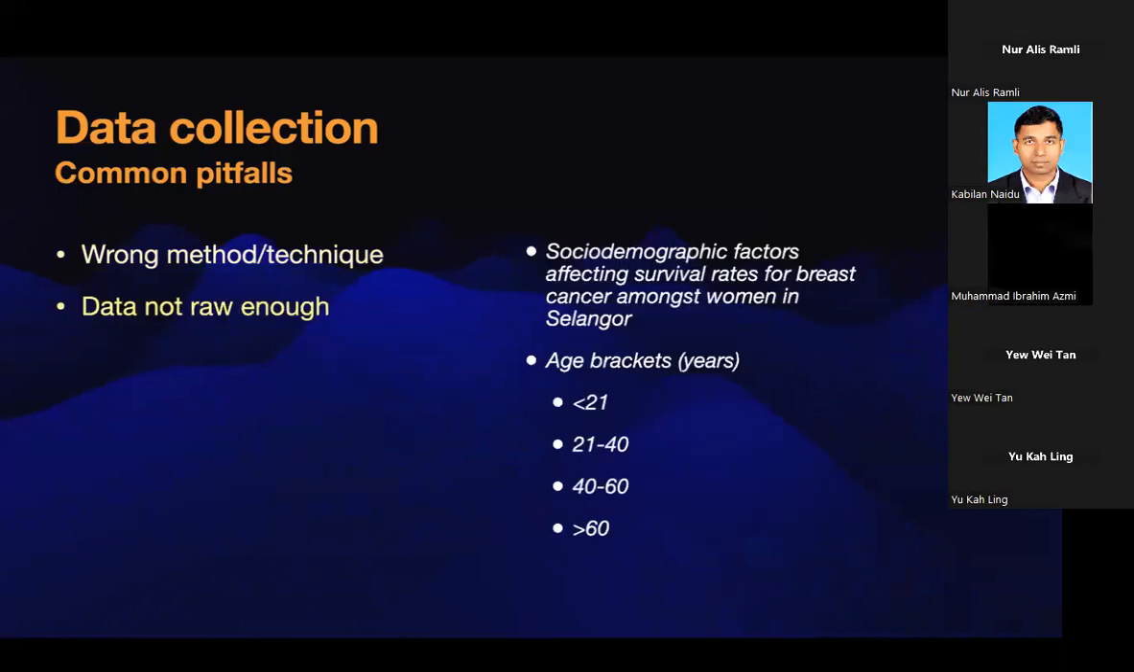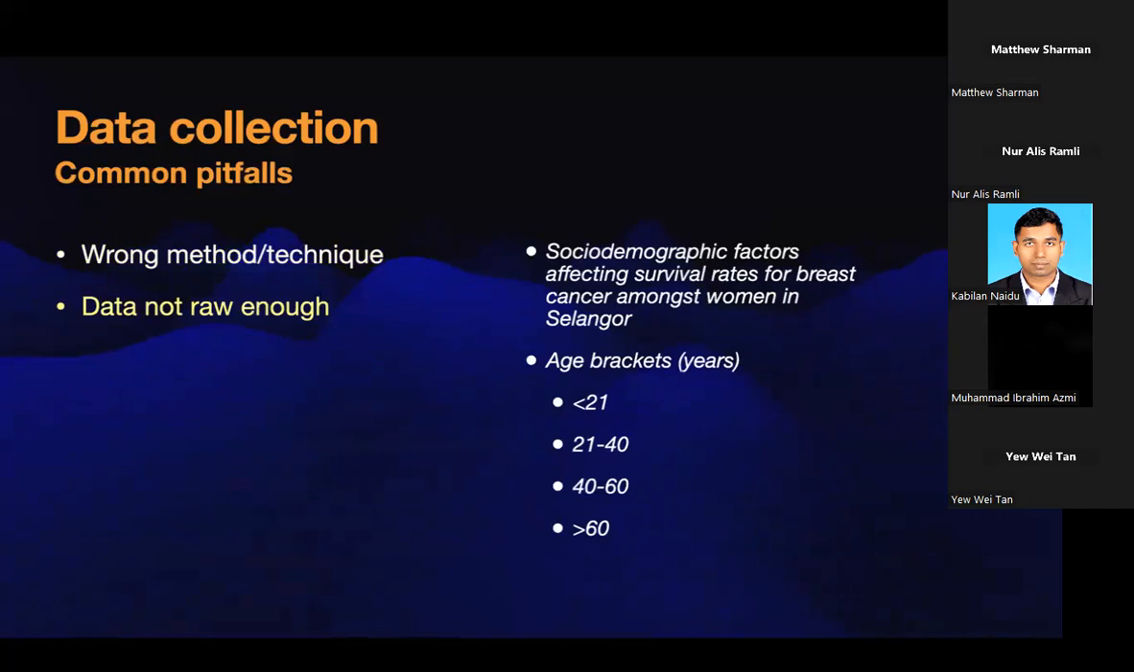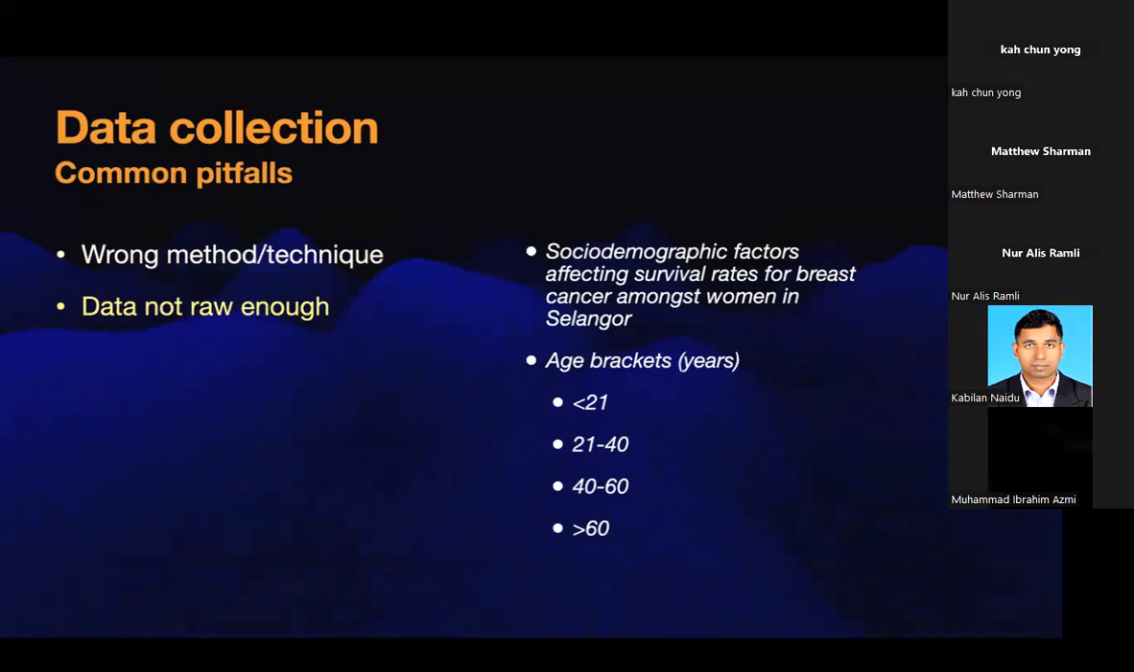Data not raw enough, also very common. So if you're looking at, let's say, socio-demographic factors affecting survival rates for breast cancer amongst women in Selangor. And then when you collect your data, you put your age brackets as such: less than 21 years, 21 to 40, 40 to 60, more than 60.